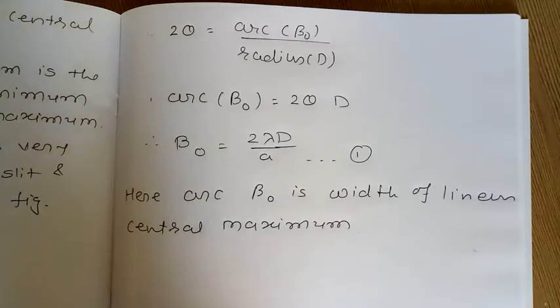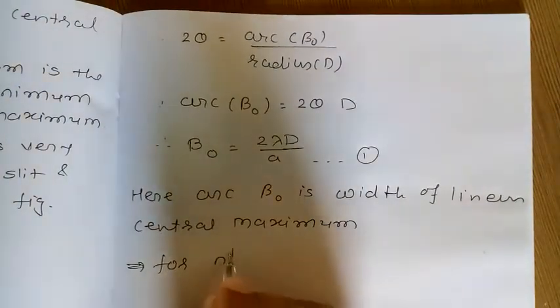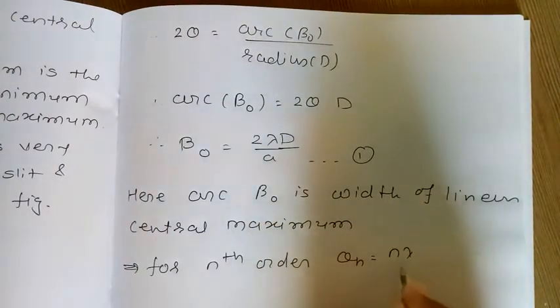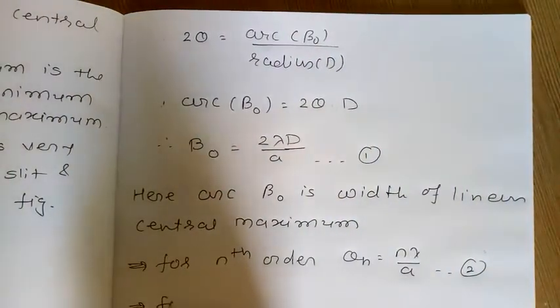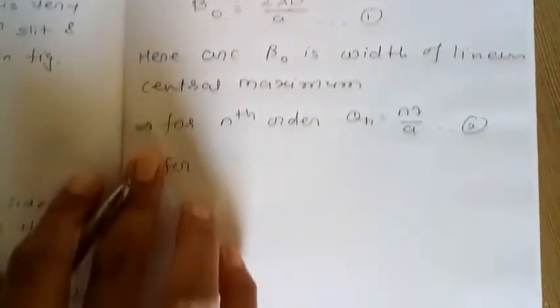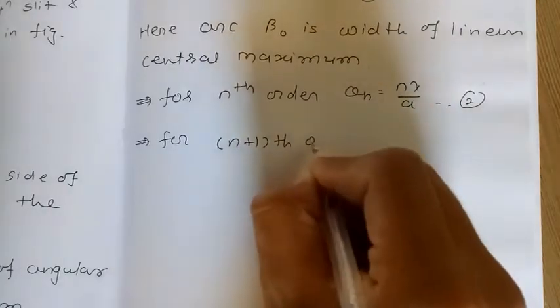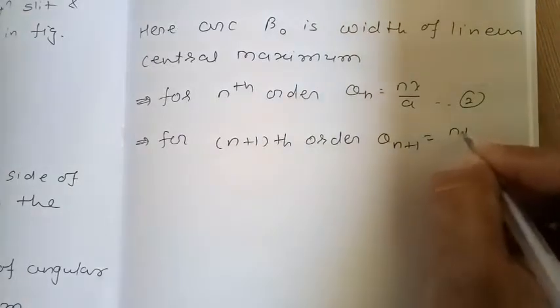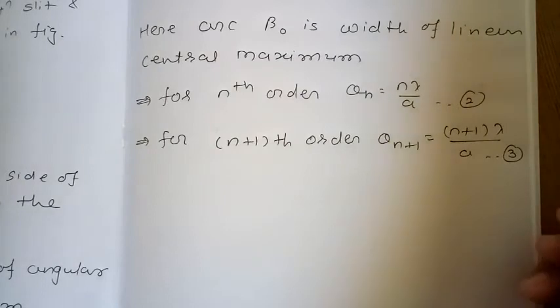So we can write that for nth order, theta n is equal to n lambda by a, equation number 2, and for n plus 1th order, theta n plus 1 is equal to n plus 1 lambda by a, equation number 3, right?